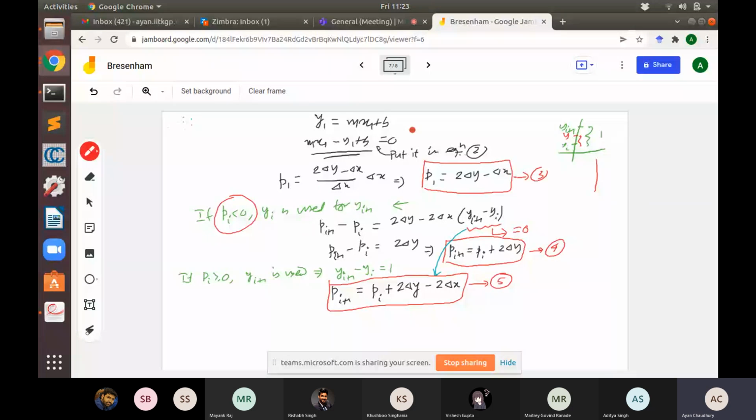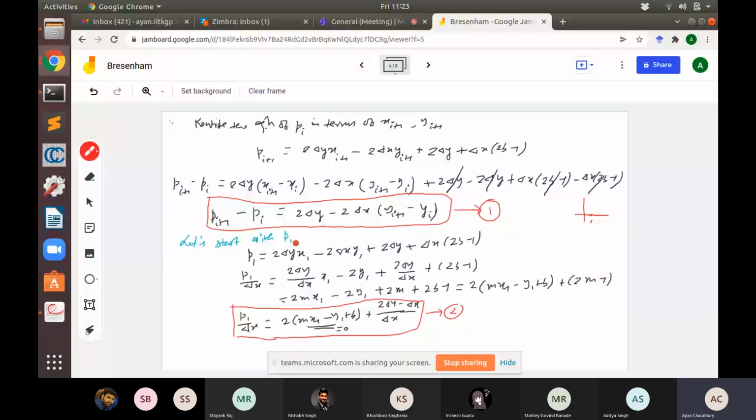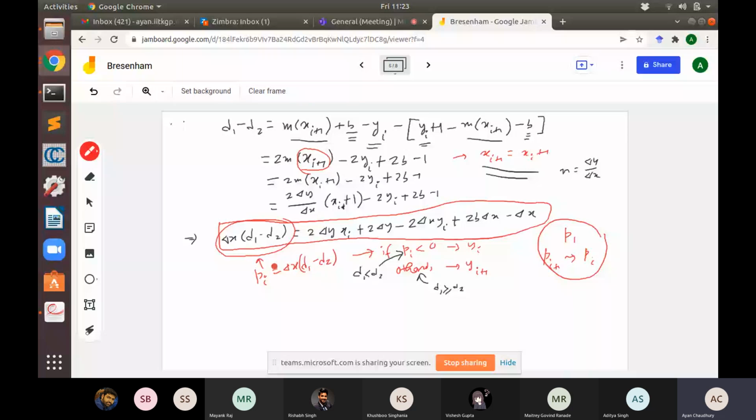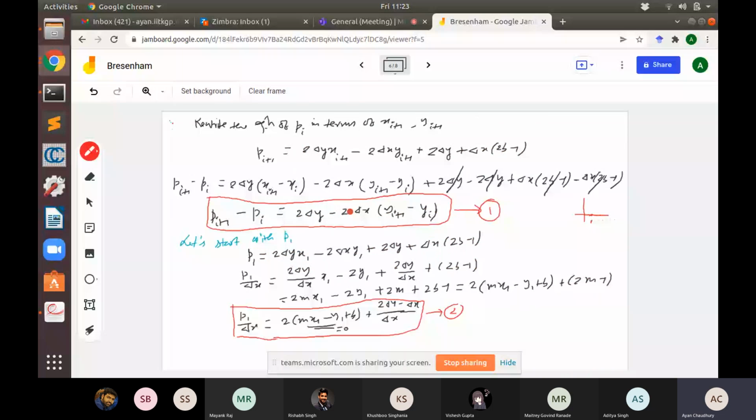So we started with computing p1. Our goal was to find the y which is closer to yi or yi plus 1. For this we computed the difference of d1 and d2 and called the difference pi. Then we started with p1 and eventually got an expression for p1. After getting p1 we have to determine if it's less than 0 or greater than or equal to 0.